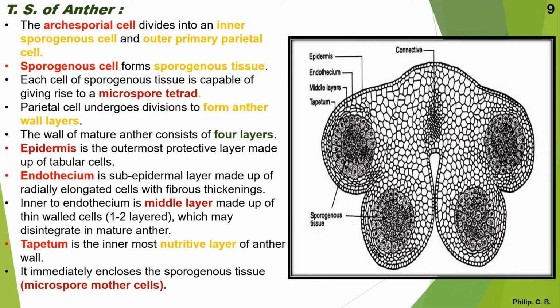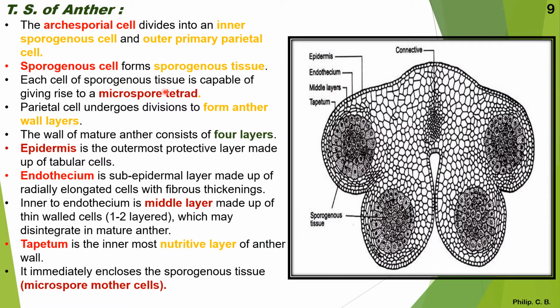Now moving further, TS of anther. The archesporial cell divides into an inner sporogenous cell and outer primary parietal cell. So you can see the section of the anther. So here the archesporial cell divides into inner sporogenous cell and outer primary parietal cell. The sporogenous cell forms sporogenous tissue.